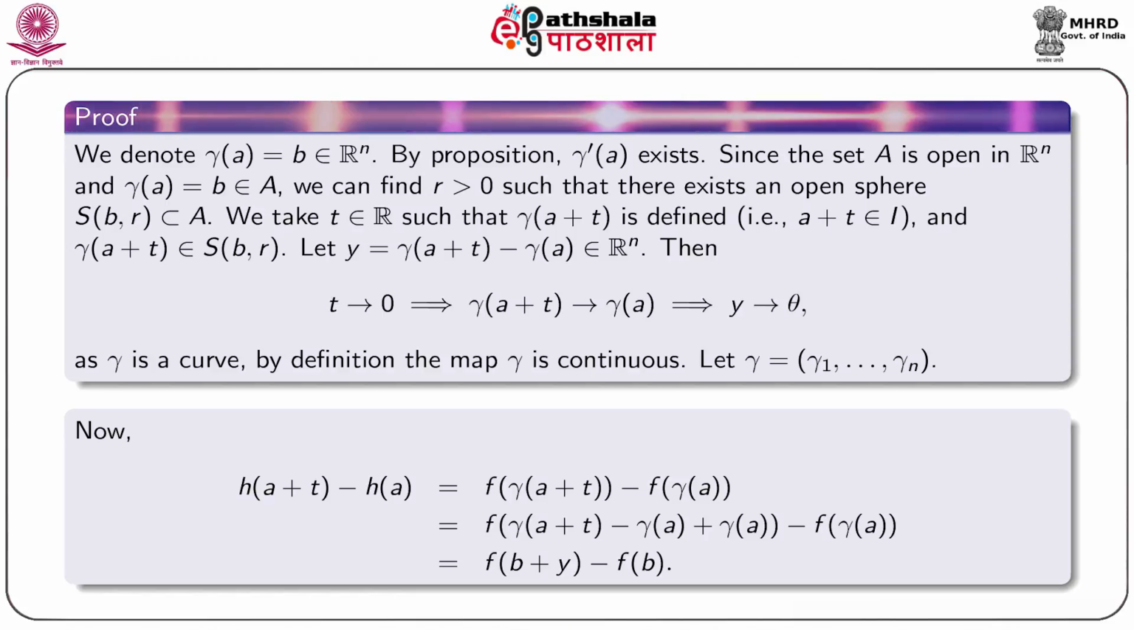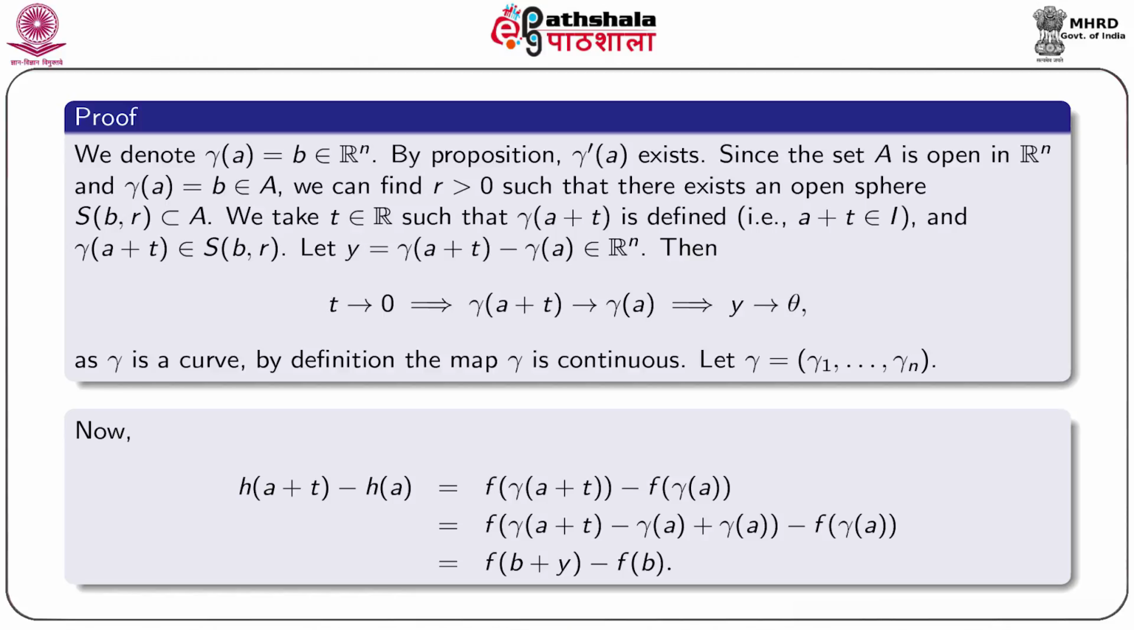We start the proof. Let us first denote gamma a equal to b. So, b is a point in Rn. By proposition, gamma dash a exists. As the set A is open in Rn and b is a member of the set A, we can find positive r such that the open sphere S b r with center at b and radius r entirely lies within A.